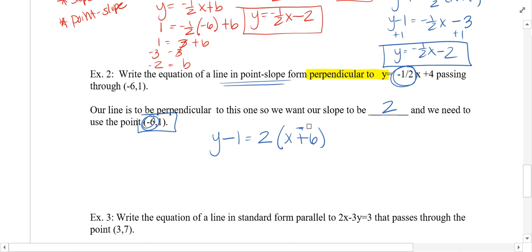Just erase that. So the answer was supposed to be in point-slope form, so that's it. We don't have to do anything more than that. That's our answer.